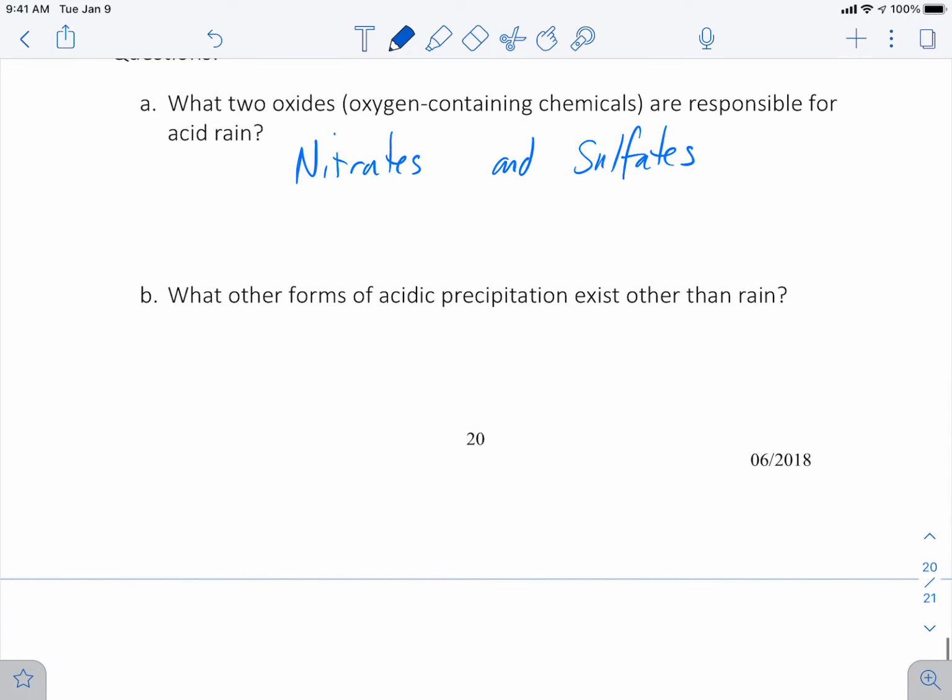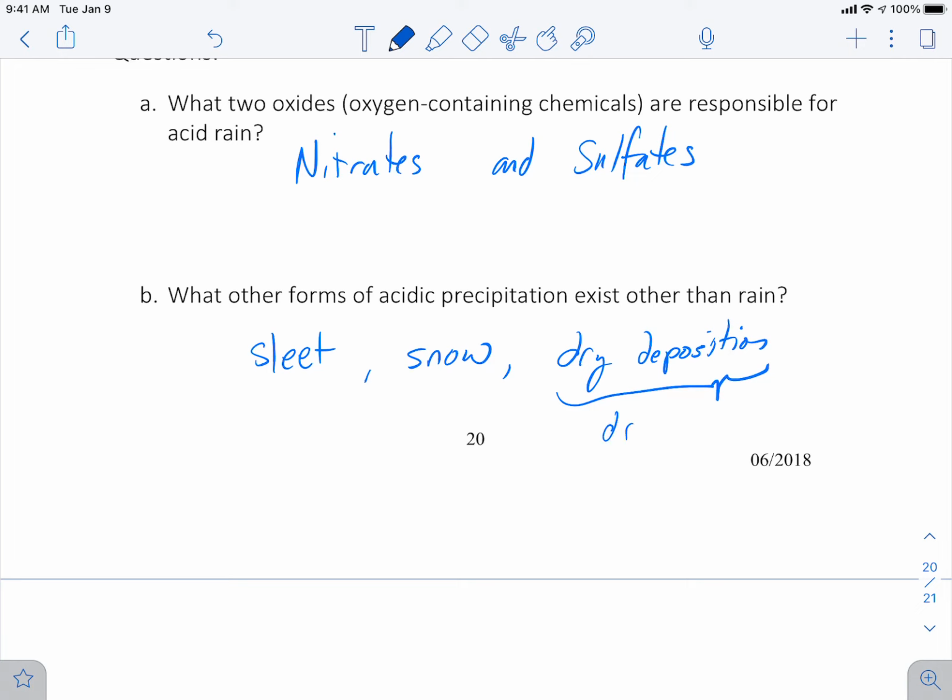Okay, what other forms of acid precipitation exist other than rain? We have sleet, snow, and we also have dry deposition, which I don't remember if we mentioned that. I should have mentioned that earlier. This is when the pollutants land on the ground and then they combine with water afterwards. And so as they combine with the water on the ground, then they become the acid components.